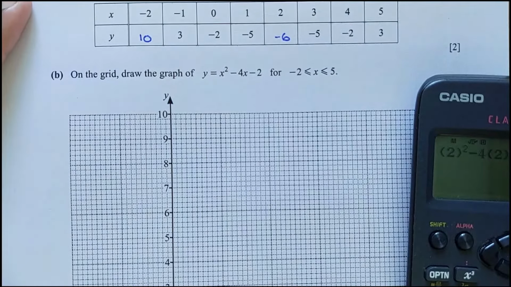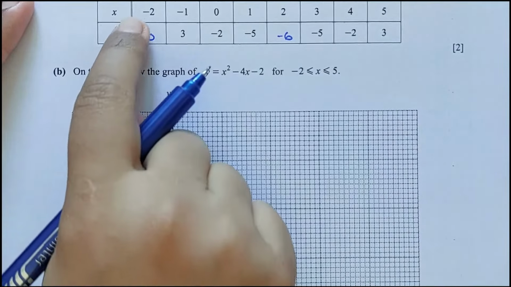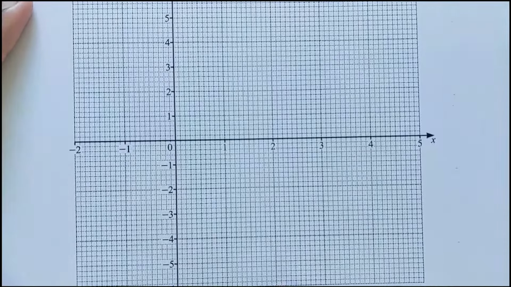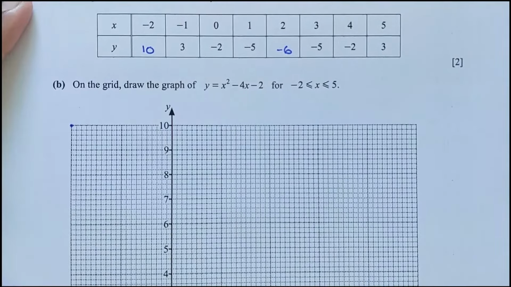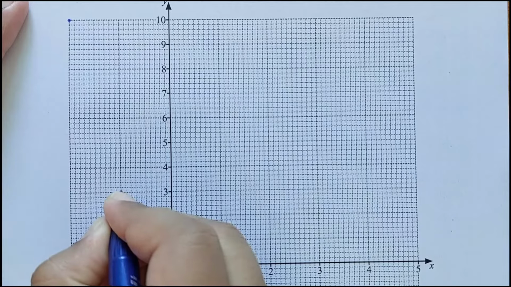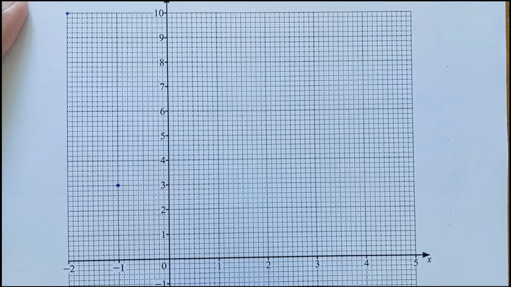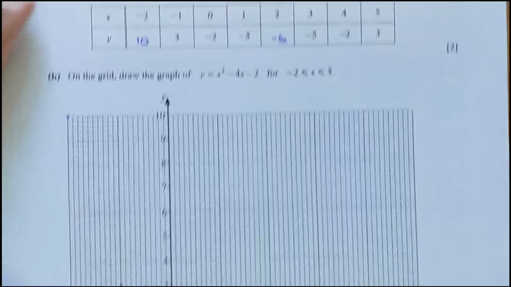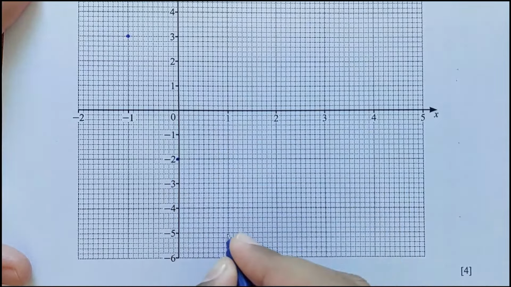Part B, on the grid, draw the graph of the function for x between minus 2 and 5. When x is minus 2, the y value is 10. Here x is negative 2, y is 10. When x is negative 1, y is 3. When x is 0, y is minus 2, downward. X is 1, y is minus 5. 1 and minus 5 over here.